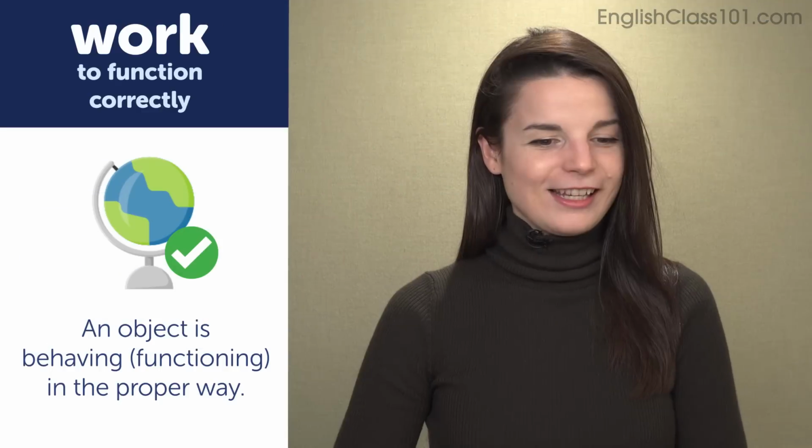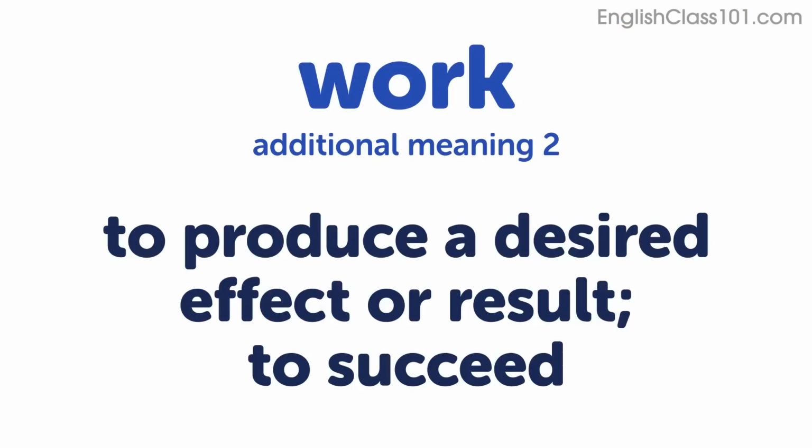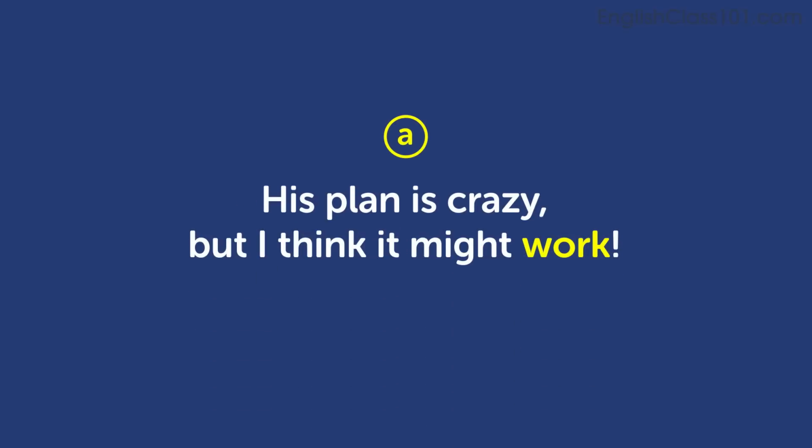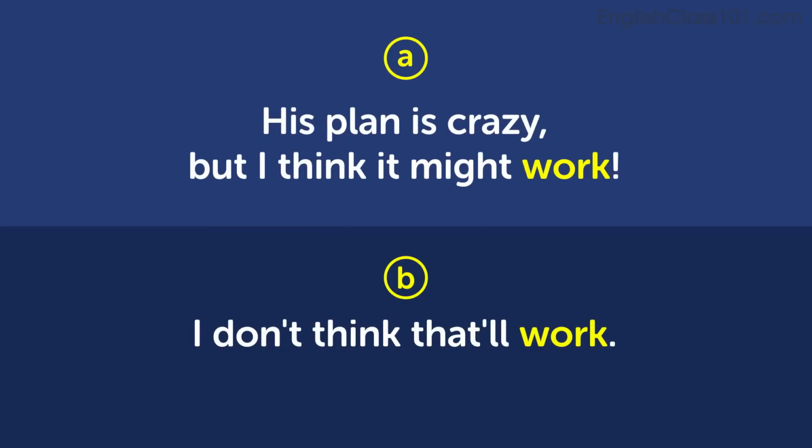Meaning 2. The second definition is to produce a desired effect or result, or to succeed at something. Some examples of this meaning. His plan is crazy, but I think it might work. I don't think that'll work. Fun fact, I took that example sentence, I don't think that'll work, from a video game called Indiana Jones and the Fate of Atlantis.